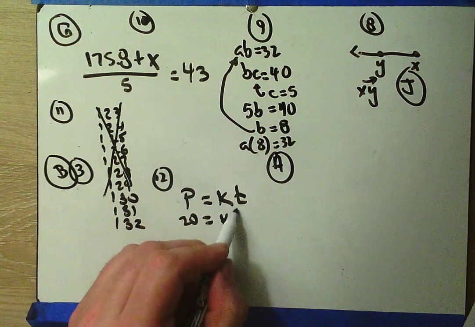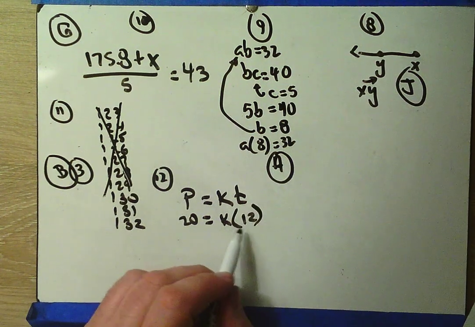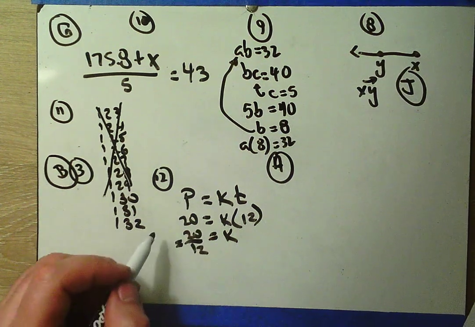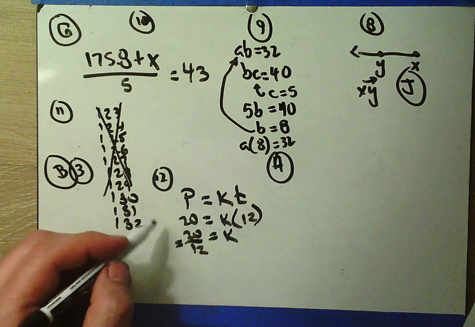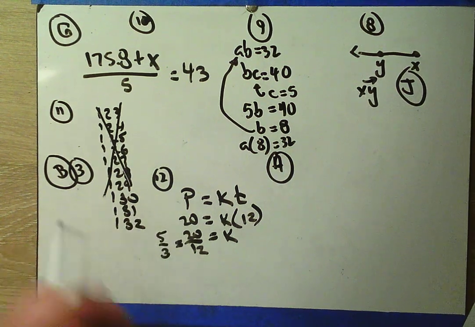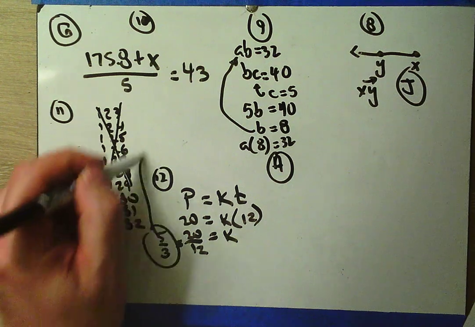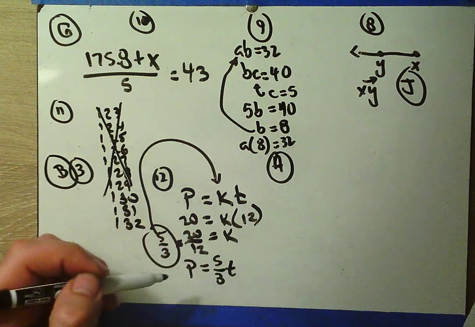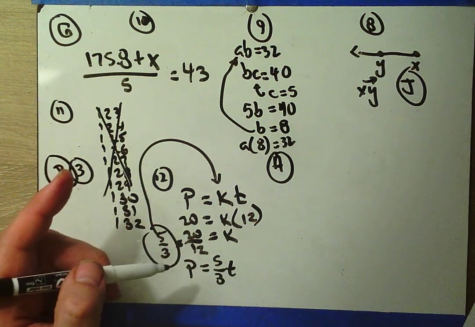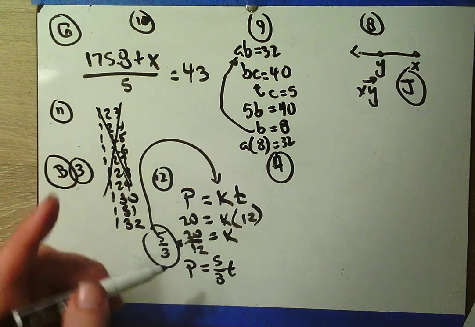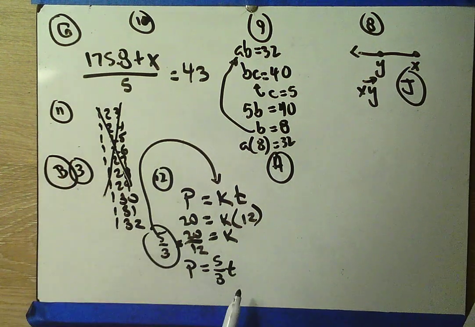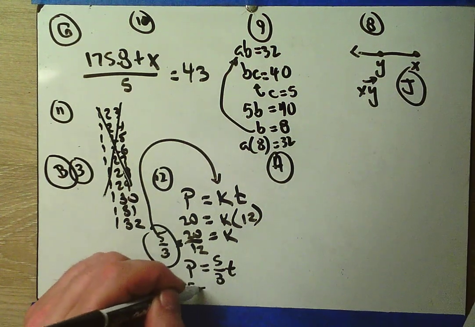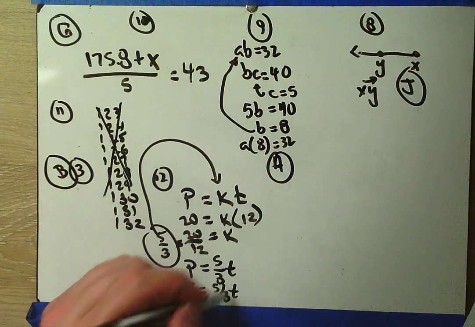20 equals K times 12. So if we divide both sides by 12, we get 20 over 12, which reduces to, because I can take a 4 out of each of those, 5 over 3. So let's take this K value and plug it back in here to get P equals 5/3 T. Then we read a little further. It says, how many hours should she practice if she wants to score 35 points? Does 35 go here or here? Well, P is the number of points, so I'm going to plug 35 here, 5/3 T.